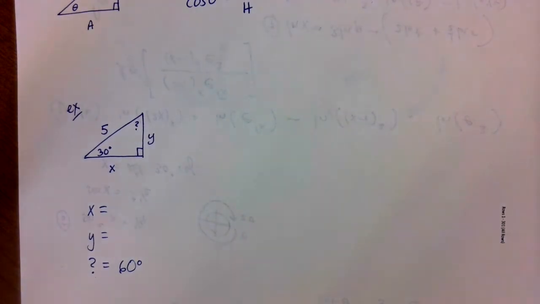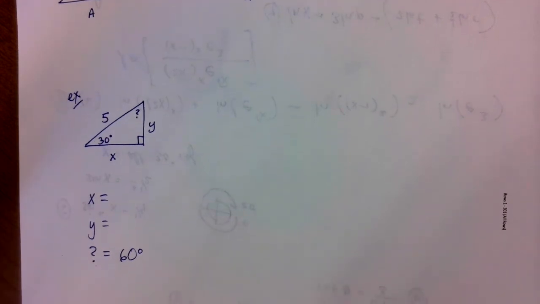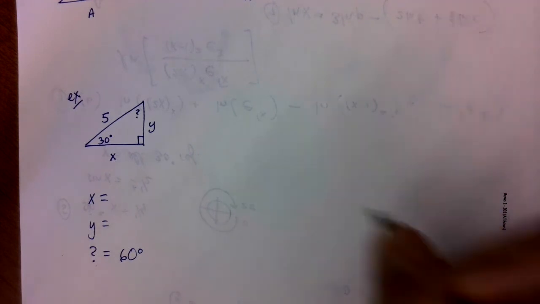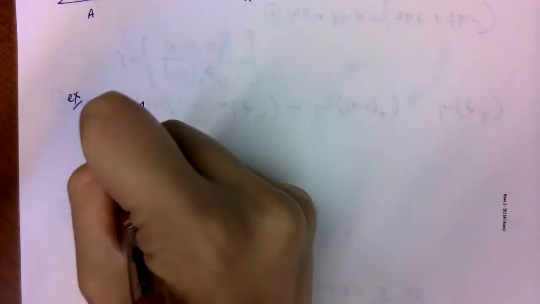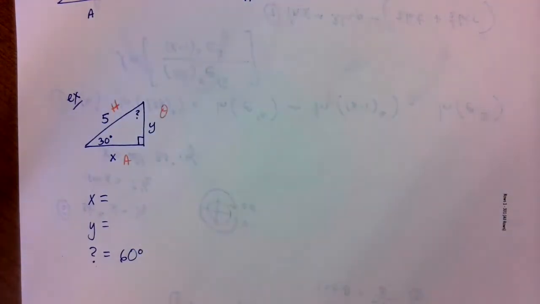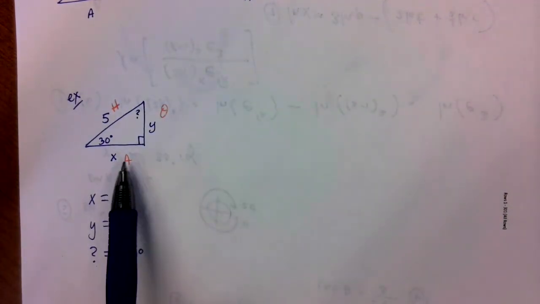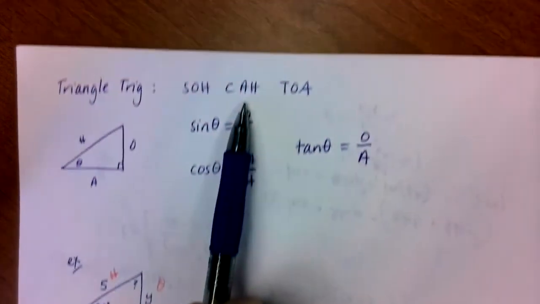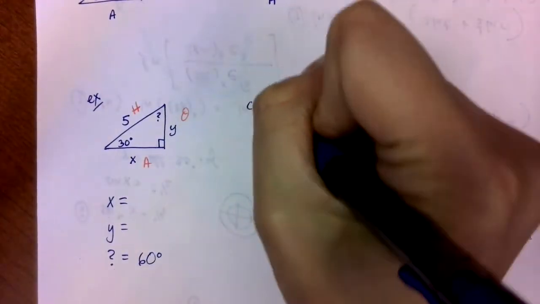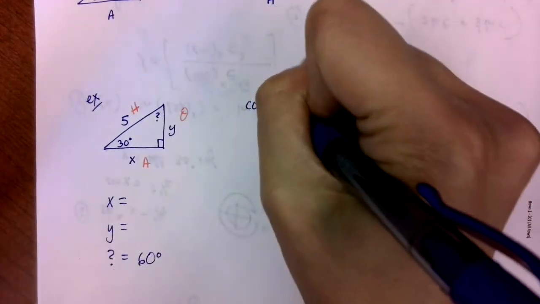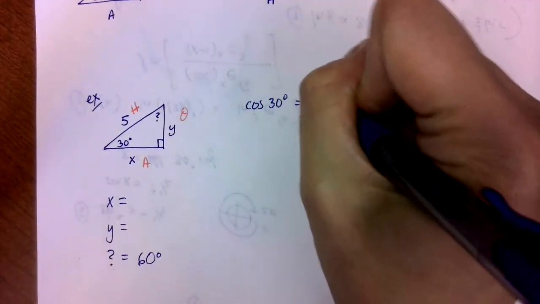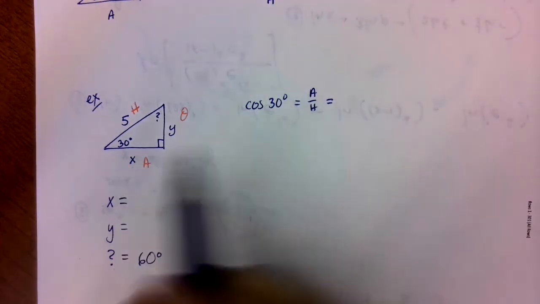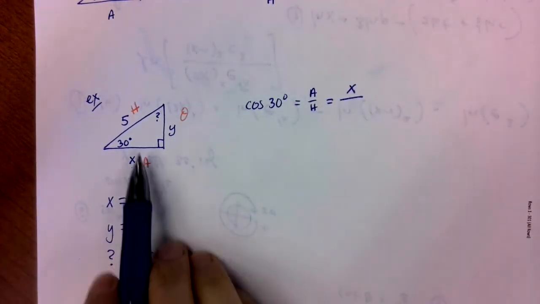Okay, so for X and Y, I'm going to use SOH CAH TOA, and like I said, you can do some other stuff that'll lead to the same answers. Let me label my sides here. This is H, I just know H. This would be adjacent, and this is opposite. All right, so X is involved in the A, and I know H. So this is telling me A and H are involved. So I'm going to go back to the CAH up here and see if that helps me. I know that the cosine of this angle, 30 degrees, is equal to A over H, which in this case is my mystery value X over 5.